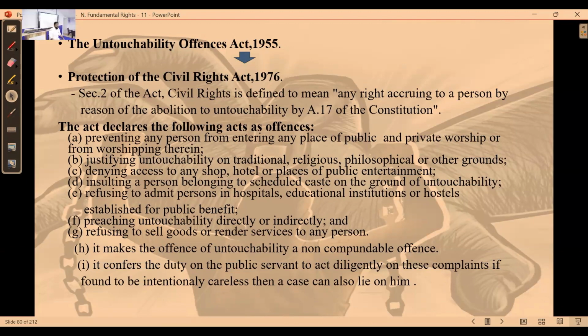Khairlanji, 2007, Maharashtra. A street of Dalits, all pushed inside the hut, locked from outside and burnt. 18 people burned to death. The Khairlanji massacre. Not saying a far off time, 2007. So these are incidents that have been happening.